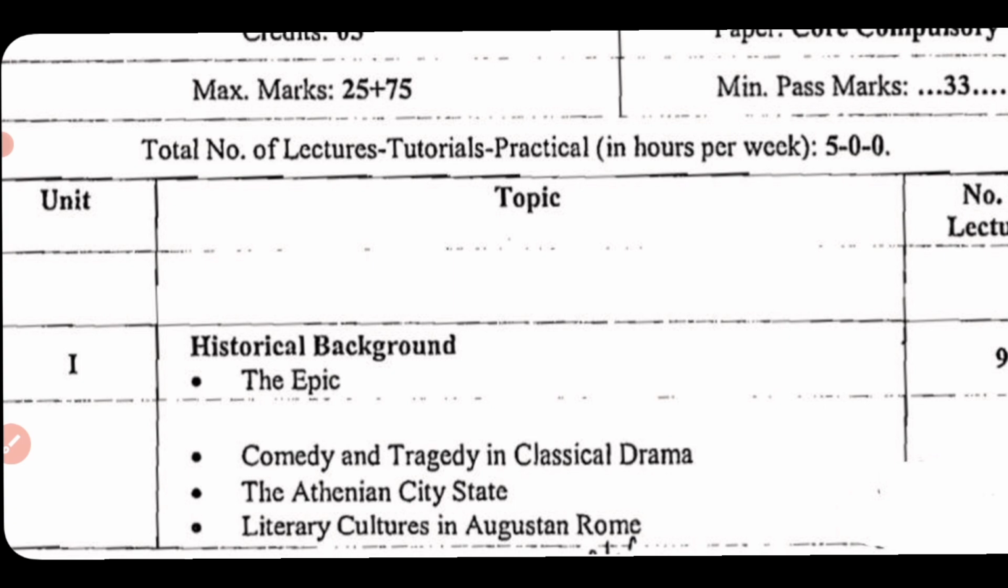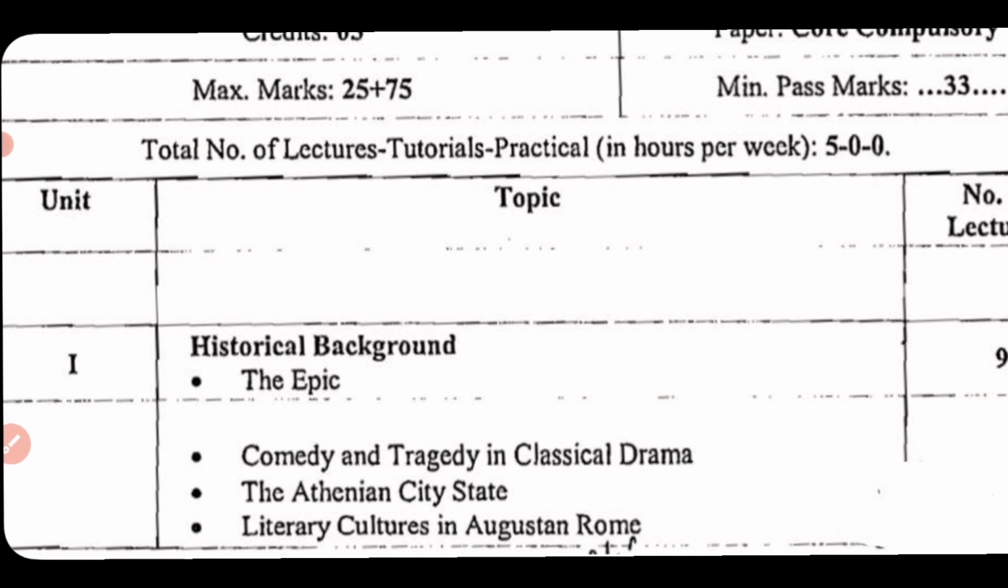This paper carries 5 credits and the total marks are 100. The 100 marks are divided into internal assessment of 25 marks and end semester examination of 75 marks. The course is designed to introduce students to the evolution of English literature, beginning with Greek and Roman classical literature and continuing through the 20th century. So it is not only a literature paper but also a journey through literary history, of course.